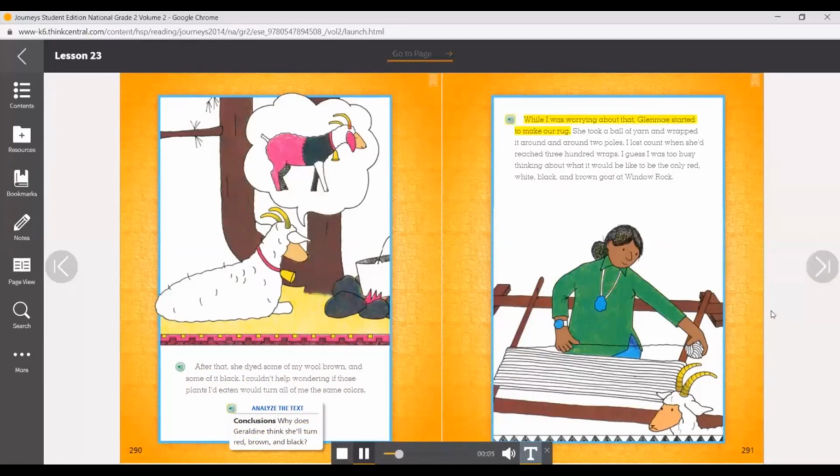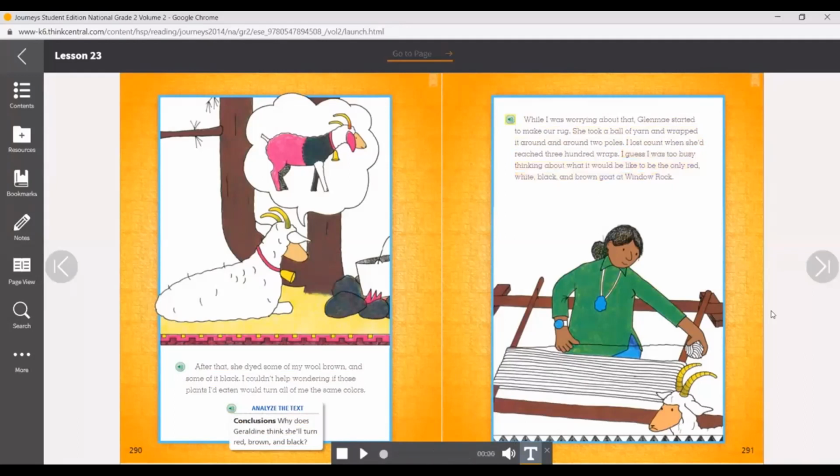Glen May started to make our rug. She took a ball of yarn and wrapped it around and around 2 poles. I lost count when she'd reached 300 wraps. I guess I was too busy thinking about what it would be like to be the only red, white, black, and brown goat at Window Rock.